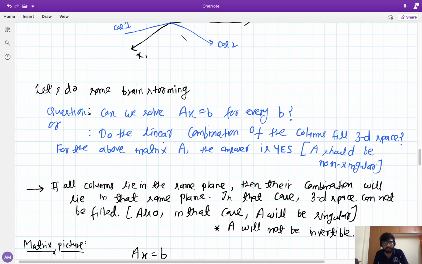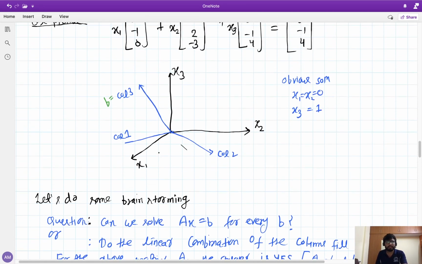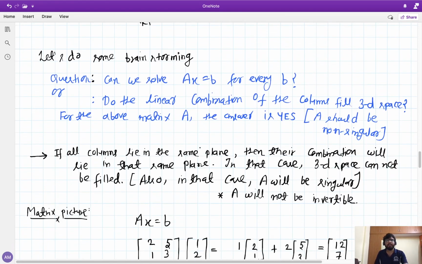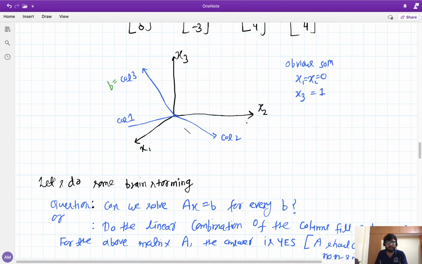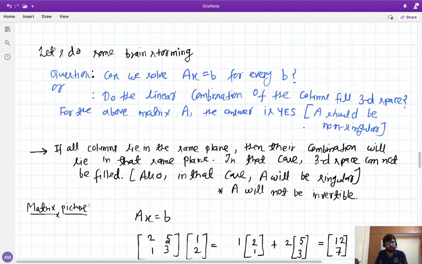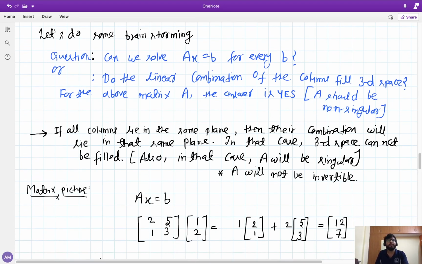When will it happen? For the above matrix, that is this matrix A, the answer is yes. We can fill the entire space with the linear combinations of all these three columns, and A should be a non-singular matrix for that. Again, don't worry about singular or non-singular. I am just giving you some ideas. We will discuss everything in the coming lectures. I'm just saying these are the things that we need to think about.